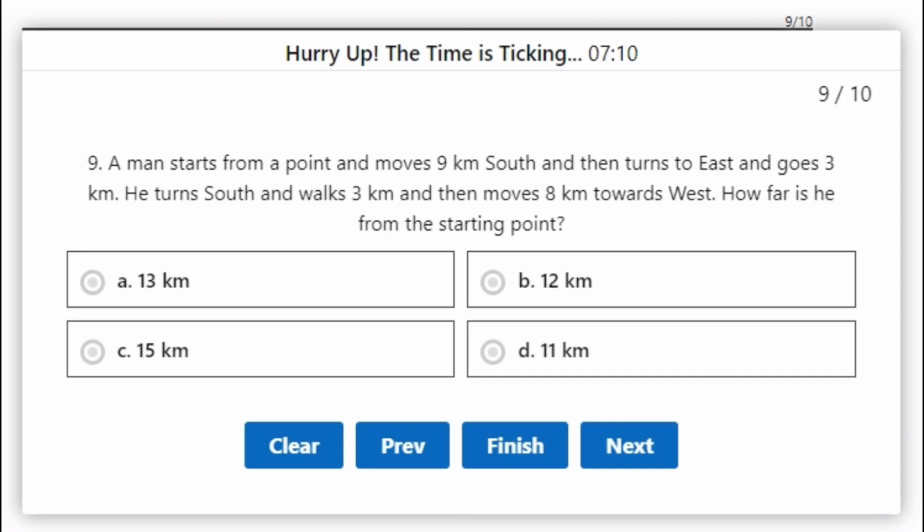So our ninth question is, a man starts from a point and moves 9 km towards south and then turns to his east and goes 3 km. He turns south and walks 3 km and then moves 8 km towards west. How far is he from the starting point? And the options are A 13 km, B 12 km, C 15 km and D 11 km.